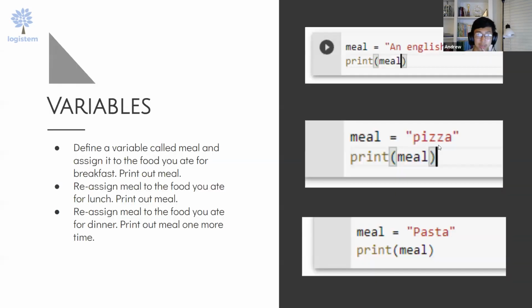And I'll show you an example of that. So you guys can follow along with the direct, as I do this myself as well. So firstly, we're gonna define a variable called meal and then assign it to the food you ate for breakfast. And then you can print out meal underneath it.